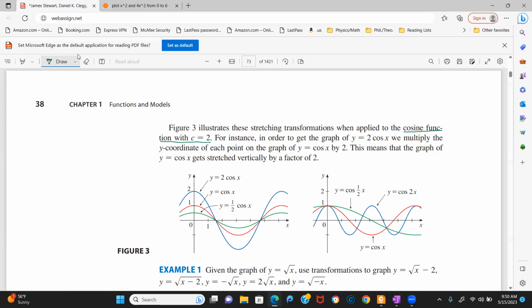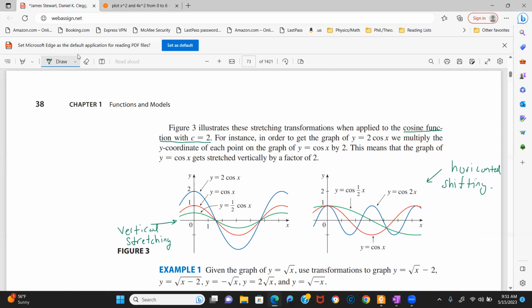This part of the figure is just the vertical case. This is the vertical stretching. This case right here is the horizontal stretching, and that's really the case we're going to focus on right now.